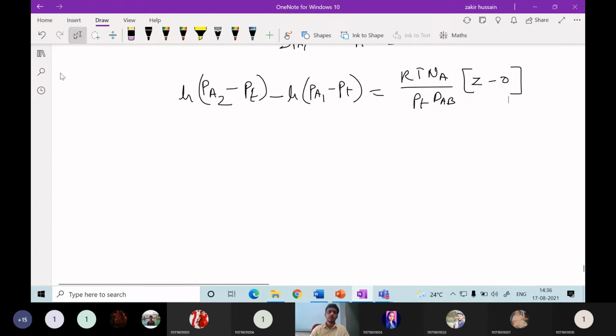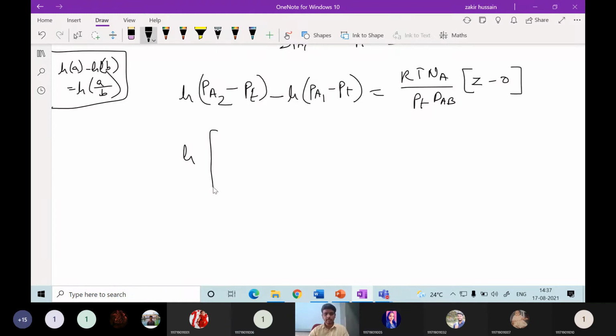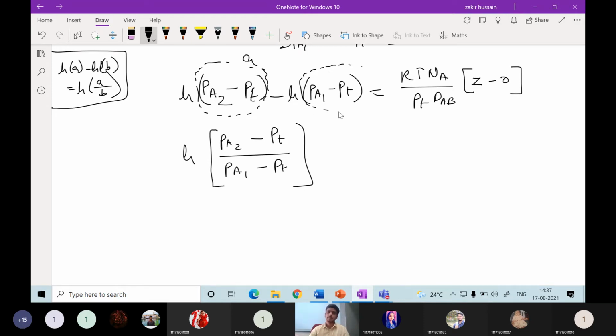Then we know the log property: ln A minus ln B is equal to, anybody say what is this one? ln A by B. So then we can take ln of PA2 minus PT divided by PA1 minus PT. Why? Because this is in the form of A and this is in the form of B, so ln A by B we have written. So what is left is RT NA into Z minus 0, which is Z, divided by PT into DAB.